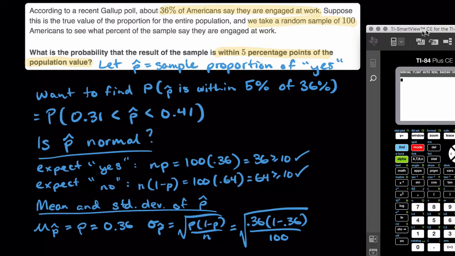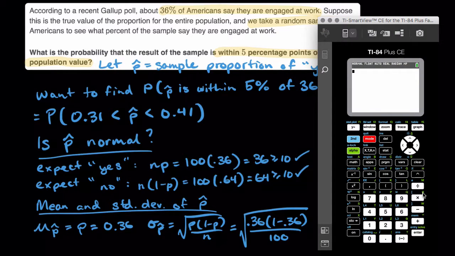And I'll bring my calculator over to calculate that out. So I'll do 0.36 times 1 minus 0.36. And I'll divide that by 100. And then I will square root that result. So our standard deviation comes out to be about 5%, a little shy of 5%.